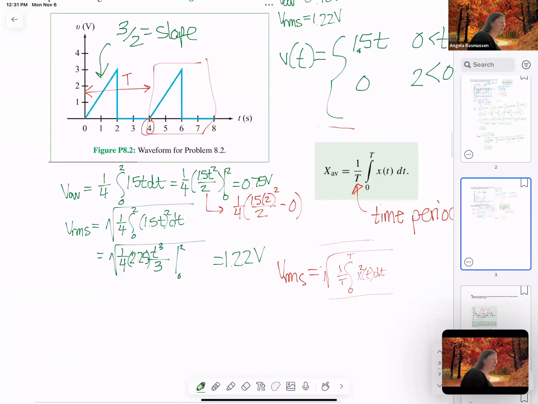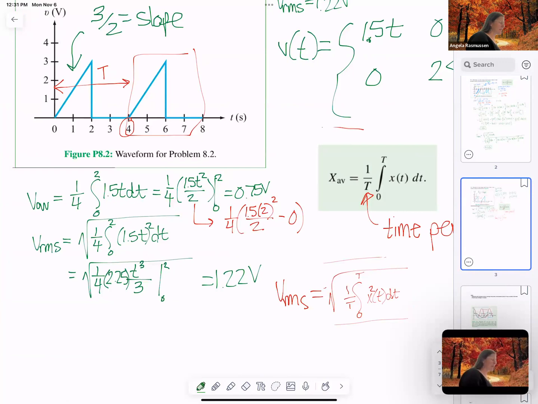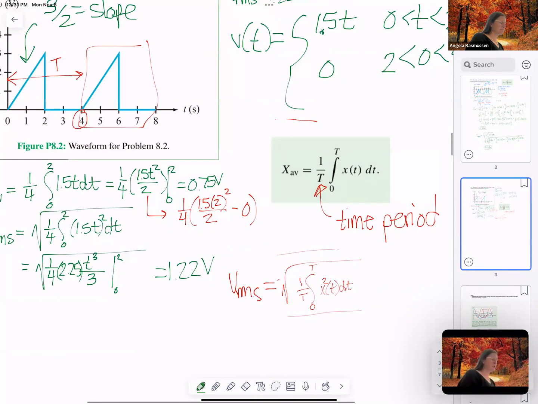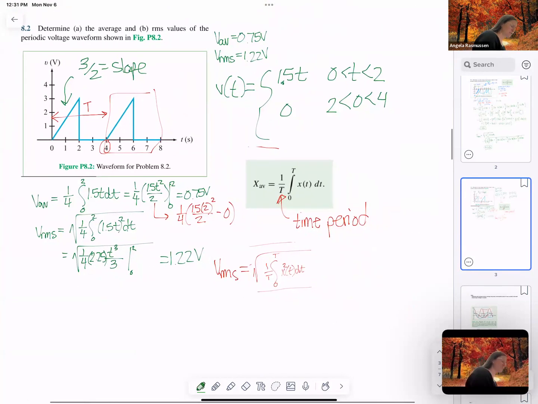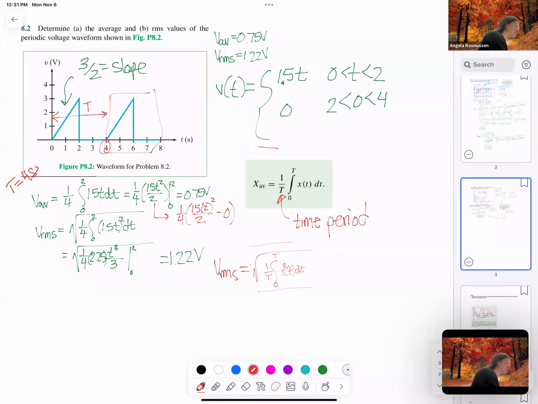So when we integrate this, the average we're going to get is 1/4, where T is 4 seconds. And then integrate between 0 and 2 of the 1.5 t, and then integrating 0 gives you 0 still, so you don't even have to integrate it. And then that gives you 0.75 as the average.